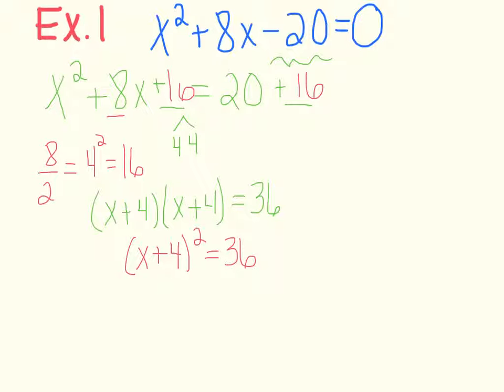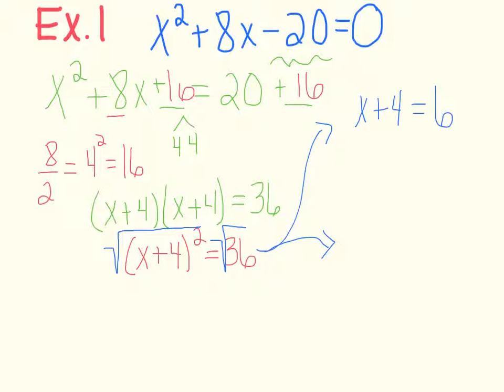Now at this stage, we're going to solve by taking the square root. To take the square root, we must square root x plus 4 squared and 36. We're going to be left with x plus 4 equal to positive 6. But since this is a quadratic equation, we must have two answers. So we're also going to have x plus 4 equal to negative 6.